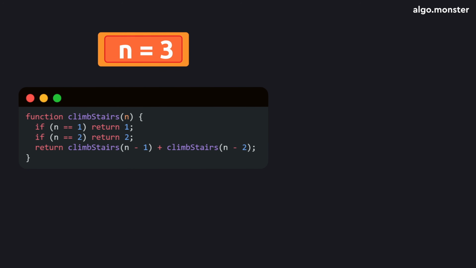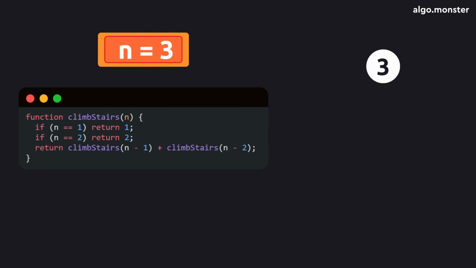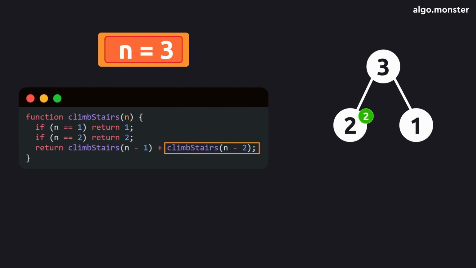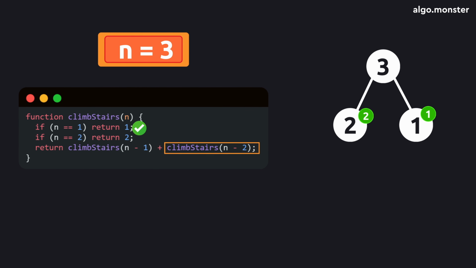Let's start with step 3, that is n=3. We call the function and go through the first two checks. 3 is neither equal to 1 nor to 2, so we move on to the formula. To compute the number of ways to reach step 3, the function first calls itself for step 2, and this immediately returns a value because step 2 is one of our base cases. Then the function calls itself for step 1, and that also immediately returns a value, since step 1 is a base case as well. Now we have both numbers, so we simply add them together. 2 plus 1 gives us 3, and that's exactly the value the function returns.